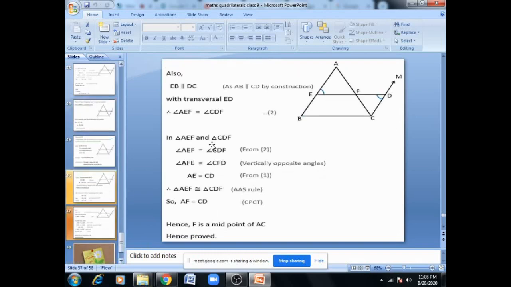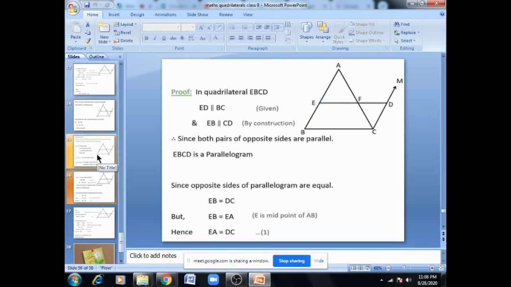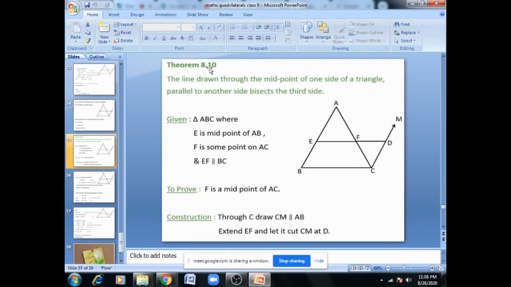Now one more theorem related to this one, that is theorem number 8.10. Though it is not there in your syllabus this year, its application part will be there in the exercise. So we will be just discussing the statement part. We are not going to prove it here. Theorem 8.10 as per your NCERT book. The statement says the line drawn through the midpoint of one side of a triangle parallel to another side bisects the third side. So this is called the converse of the midpoint theorem.